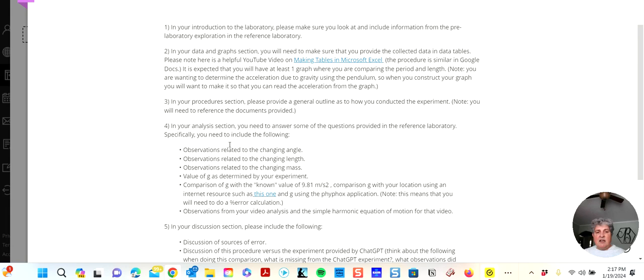In your analysis section, you need to answer some of the questions that were in that discussion at the reference laboratory. I do want to see these items that are in there. You'll want to do comparisons of your acceleration due to gravity based on the known value that we talk about in our textbook. You're also going to want to do it using an internet resource where you can get that for the location of Enid, Oklahoma, Stillwater, Oklahoma, or Tonkawa, Oklahoma. Or if you're in Pawhuska or somewhere along the way, that's where you do the experiment. You want to be able to have that. You can use your 5-FOX application to determine the acceleration due to gravity.